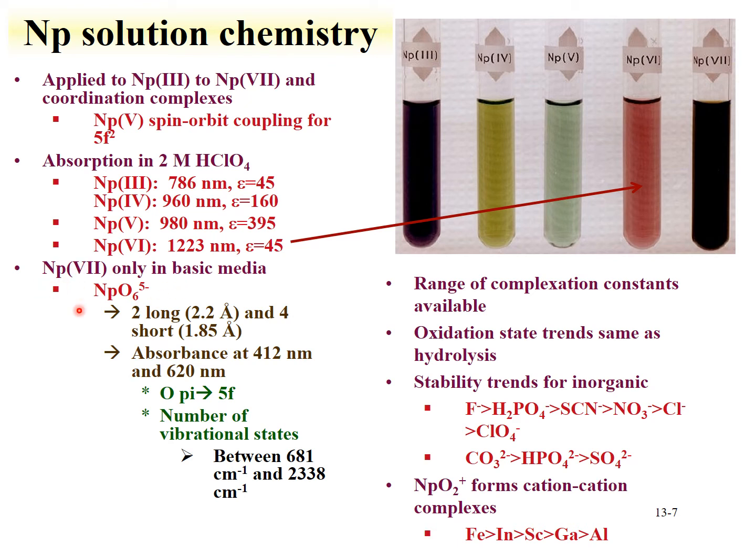Neptunium-7 is available only in basic media, and the absorbance has been examined, including vibrational states, since you have these neptunium-oxygen bonds. A range of complexation constants have been evaluated for neptunium with a number of inorganic ligands, and the trends are similar to other metal ions. Observed here, fluorine is strongest, perchlorate the weakest. And as we discussed with uranium, neptunium can also form cation-cation interactions where the oxygen from neptunium can coordinate with metals listed here, going in strength from iron down to aluminum.